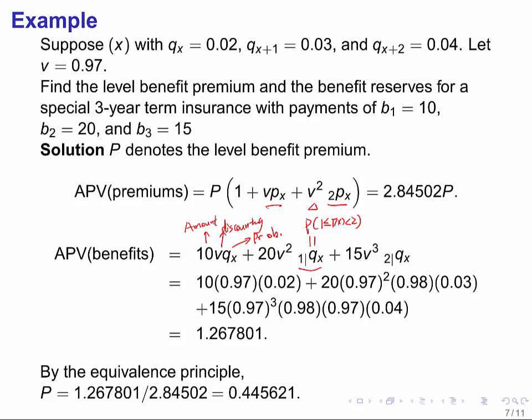And for the third year, a benefit of 15 will be payable at time 3 if death occurs in the third year. So that's 15 times V cubed times the 2-year survival probability. That's the probability that death occurs in the third year.